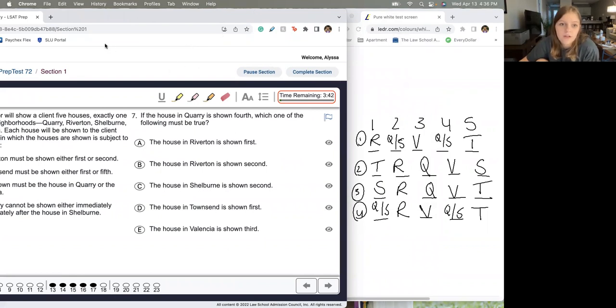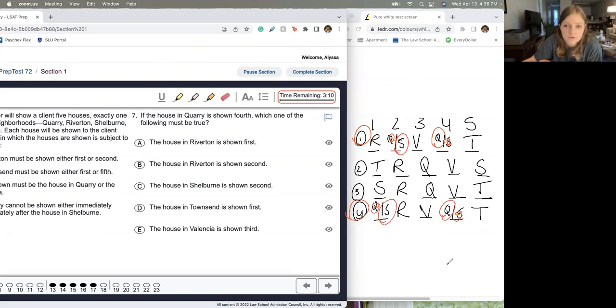Get a different pen color. Okay, so number 7 says, if the house in Q is shown fourth, which one of the following must be true? So this is an if question. It's giving us a restriction. We are only allowed to use the worlds where Q can be shown fourth. And that only happens in 1 and 4. Even though Q and S flip-flop, we can still make it so Q is on the fourth one in both of those worlds.